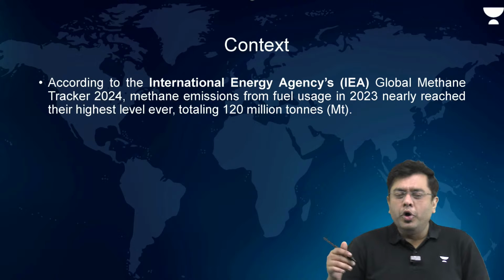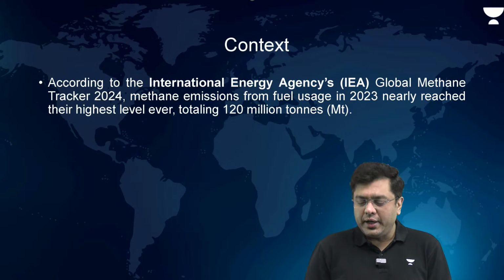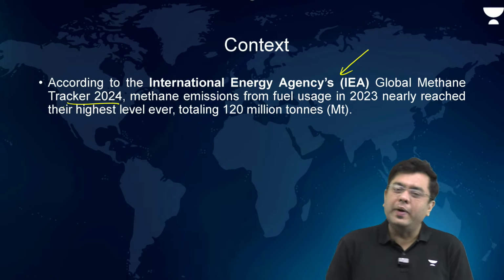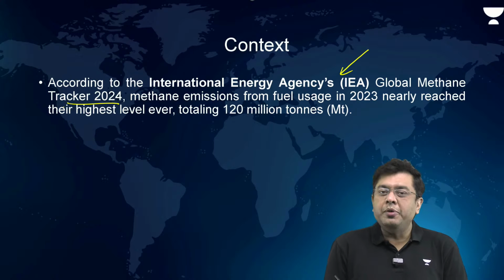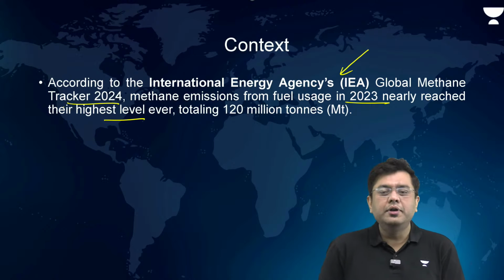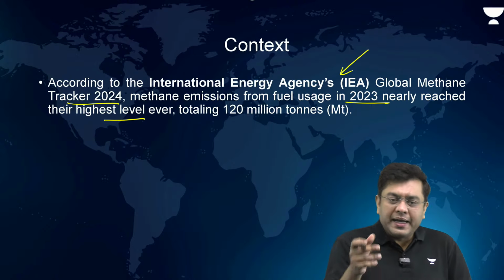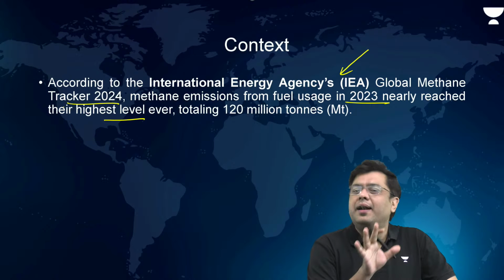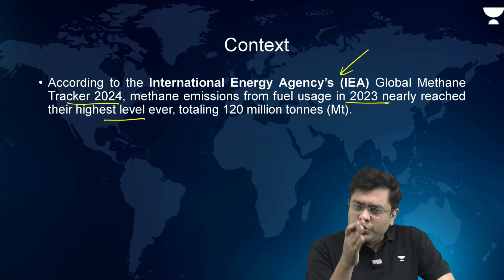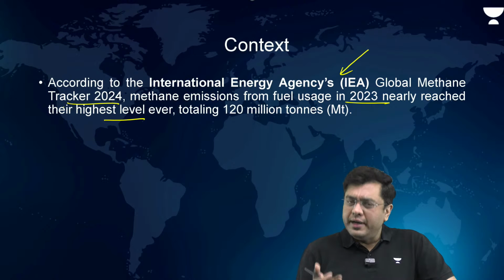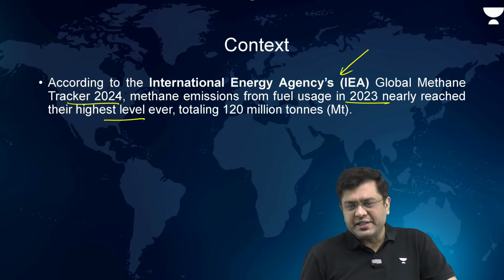Now, this is a report released by the IEA, the International Energy Agency. It releases the report Global Methane Tracker 2024. Here, methane emissions from fuel usage in 2023 reached their highest level overall. But what can you extract out of it? I will just give you certain graphs and data pointers from which you can do a trend analysis. I don't want you to go into the nuances of this report now. Just look at the broader trends which are indicated.